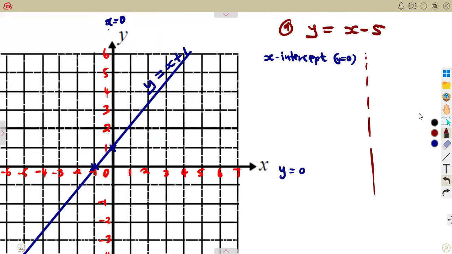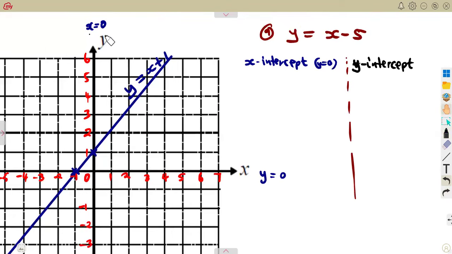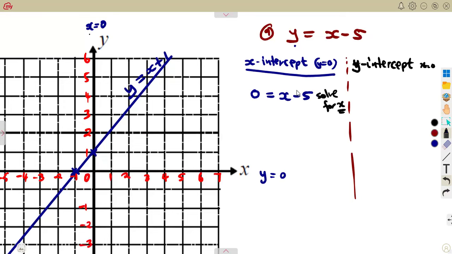And also, we are going to need the y-intercept. That's double intercept. The y-intercept is on a condition where x is equal to 0, just like that. So let's find our x-intercept when y is a 0 there. So that's 0 is equal to x minus 5. Then you solve. It's now an equation. Solve for x. So just take the minus 5 to the other hand, it becomes a positive. So 5 is equal to x.